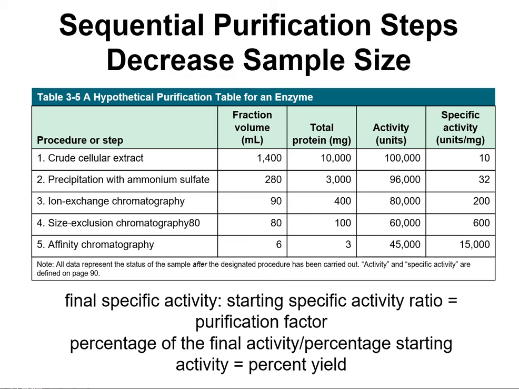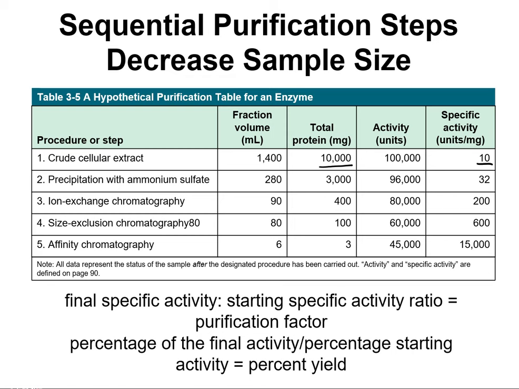So here we're just looking at the different steps in the procedure and how pure your sample is. So in the beginning, you've got this crude cellular extract, and in that extract you have a ton of protein, right? Lots of protein here. But in terms of your specific activity, whatever reaction your protein catalyzes, pretty small, because that activity is diluted over a pretty large volume.